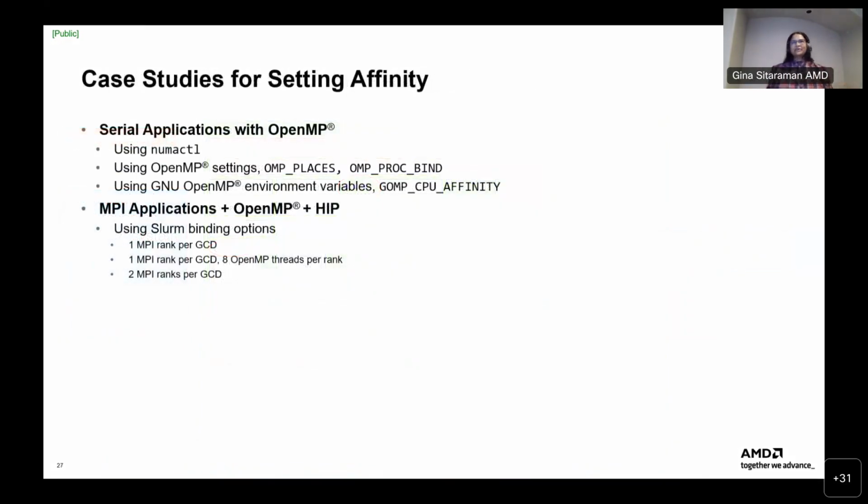So we are going to move into the case studies, and I have examples for two different cases. One is serial applications that use only multi-threading with OpenMP, and the other is MPI applications that have OpenMP on the CPU side and HIP for offloading compute onto the GPUs. For the serial case, we're going to see three different ways of setting affinity. The first is using NUMA control. Then we will look at some OpenMP settings in the form of environment variables for setting affinity. And then different OpenMP implementations may offer different things, so we are going to see an example of what the GNU OpenMP implementation offers. And for the case where we have multi-threading on the CPU and offload to GPUs, where we use HIP, we're going to see some examples of Slurm binding options.